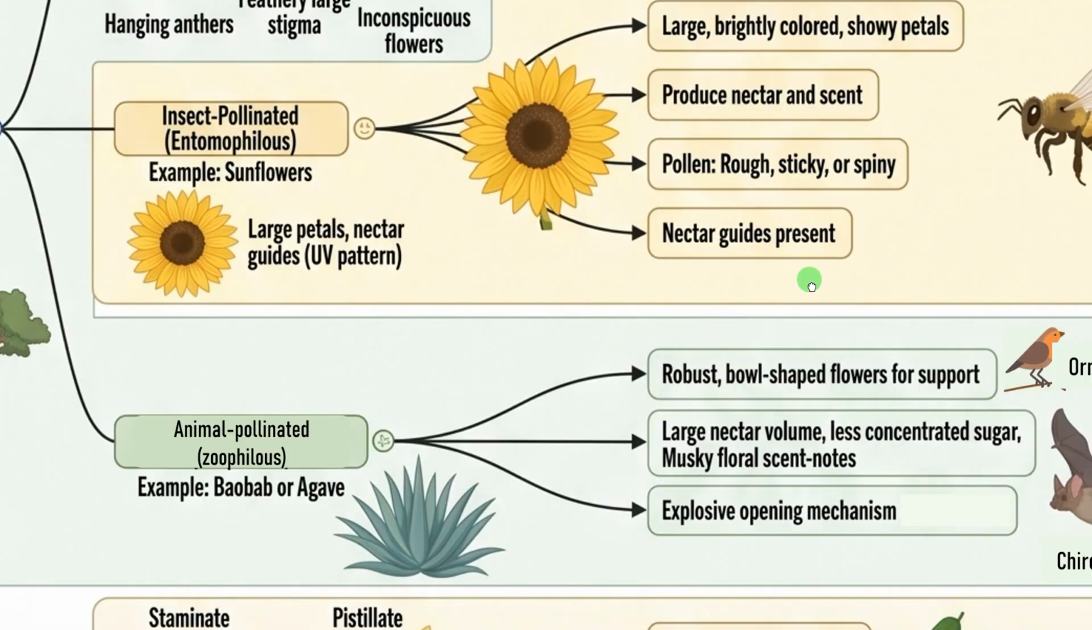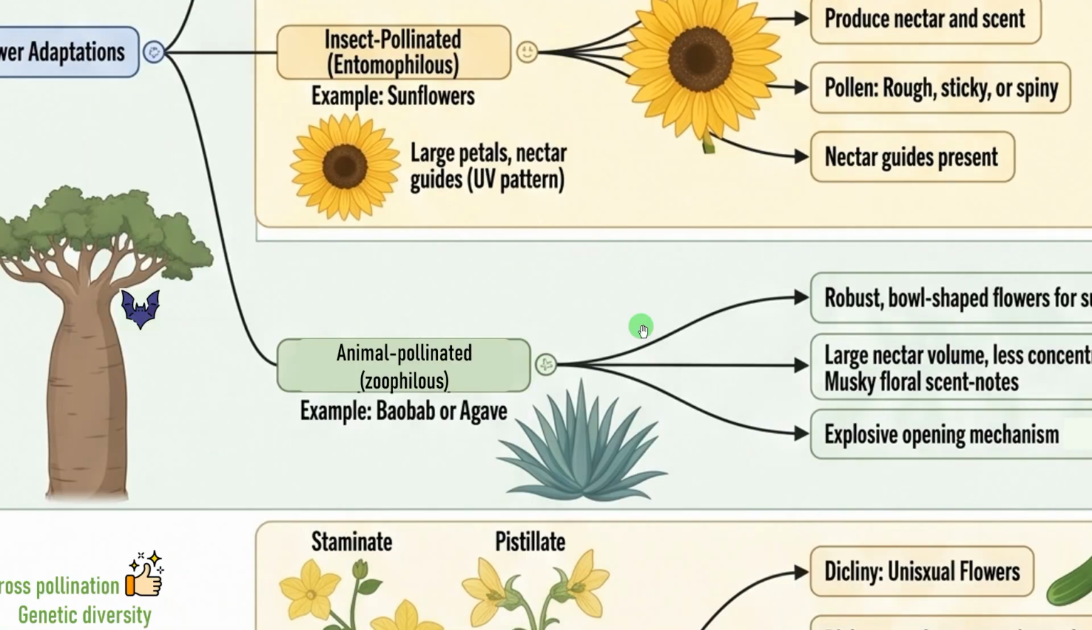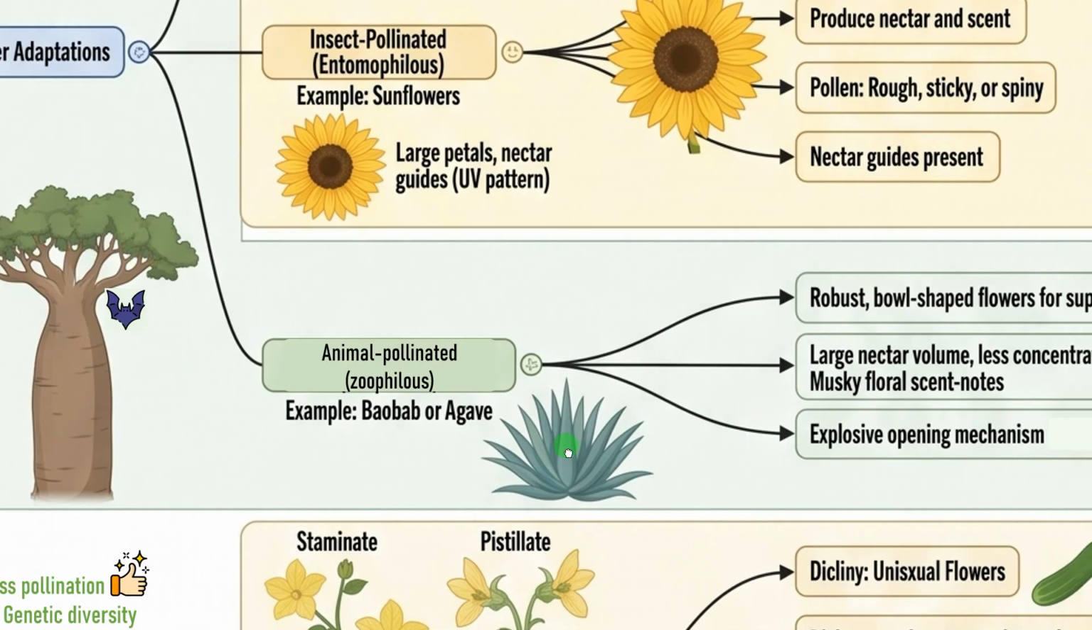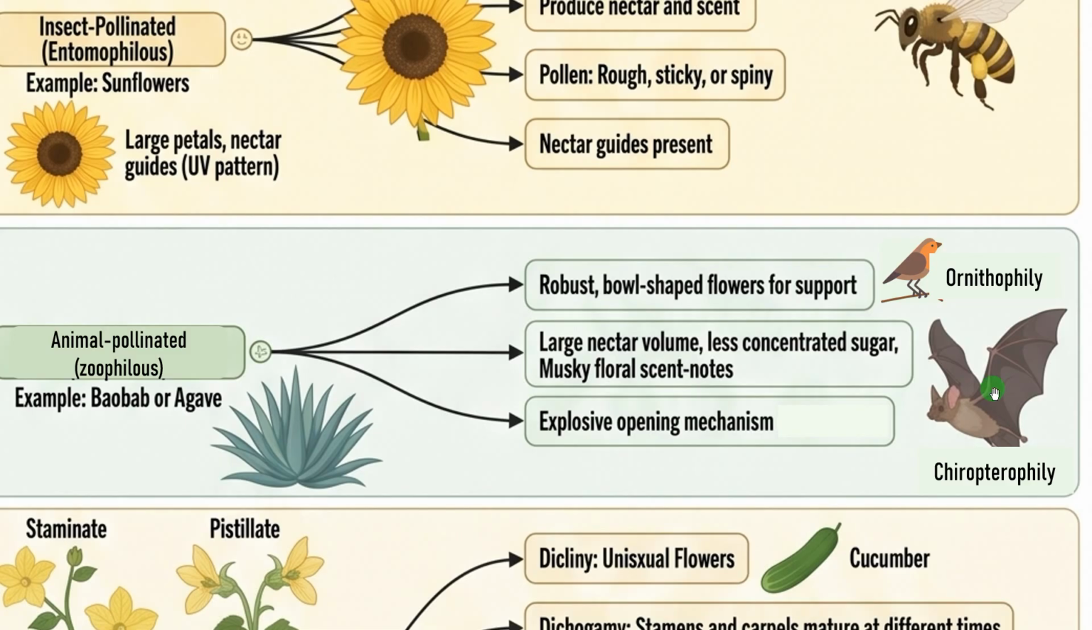And the third category is the animal-pollinated flowers. They are generally called zoophilous flowers. For example, baobab and agave are pollinated by bats. It is specifically called chiropterophily. If it is pollinated by birds, it is called ornithophily. If by snails, it is called malacophily, like that.